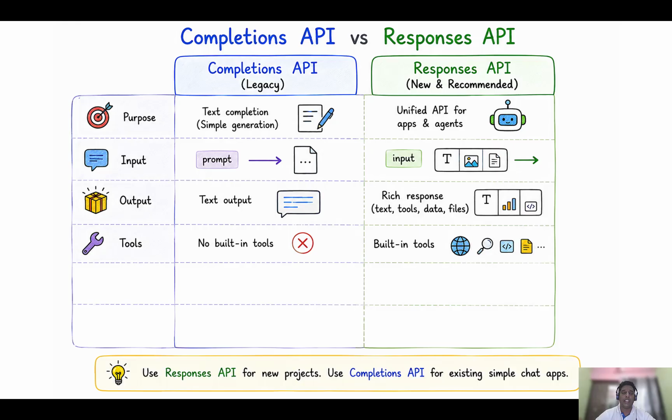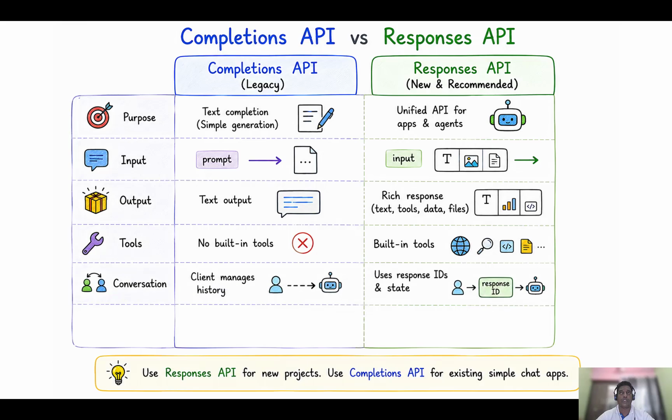And tool calling is not supported in the completions API, but if you want to integrate some tools while invoking these models, you can do that with the help of the responses API. So web search or code execution or some function execution can be done with the responses API.